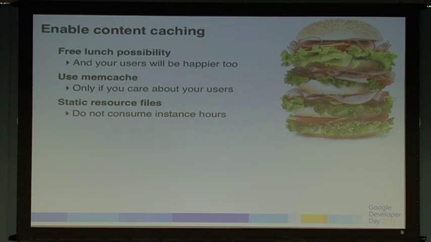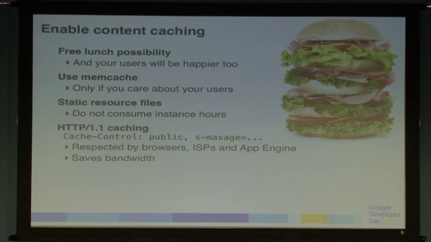Use static resource files instead of dynamic ones. You saw the picture with the front ends and the back ends. If you use static content on App Engine, you don't even use front ends and back ends, so you don't use any instance hours, and we can send the content back to the user faster. Most important thing here, use HTTP 1.1 caching. The standard cache control header works everywhere on the web, works really well in App Engine, and it means that content can be cached by the user's browser, by the ISP and their servers, and on App Engine.